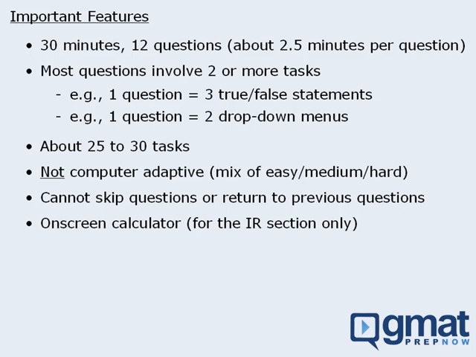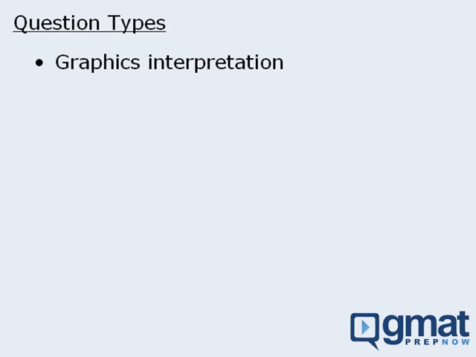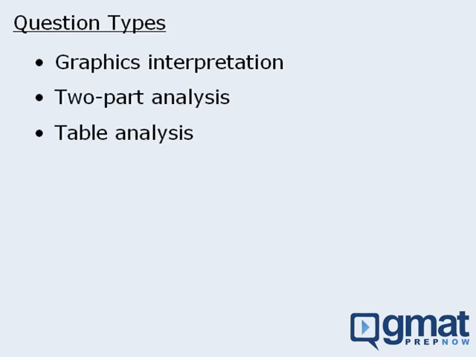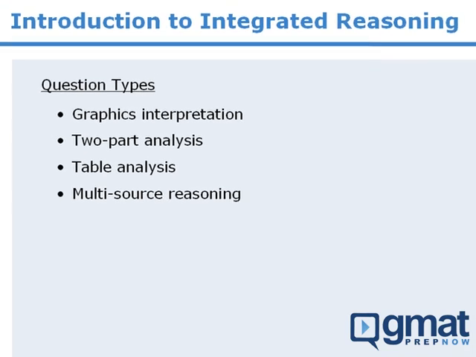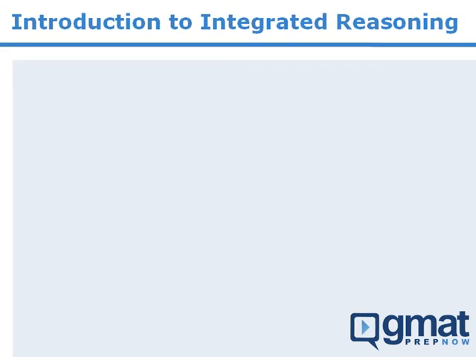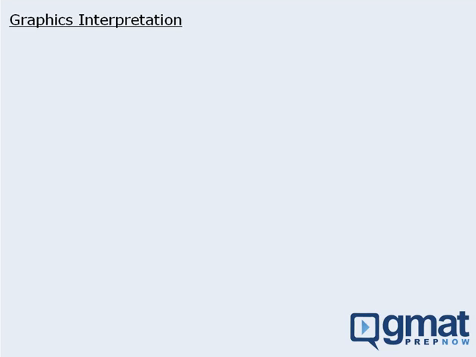Now let's take a look at the 4 different types of questions you'll find in this section. They are graphics interpretation, 2-part analysis, table analysis, and multi-source reasoning. Now in future lessons, we'll take a closer look at each question type, and we'll look at specific strategies for tackling them. In this lesson, however, we'll take a high-level view. Let's begin with graphics interpretation questions.